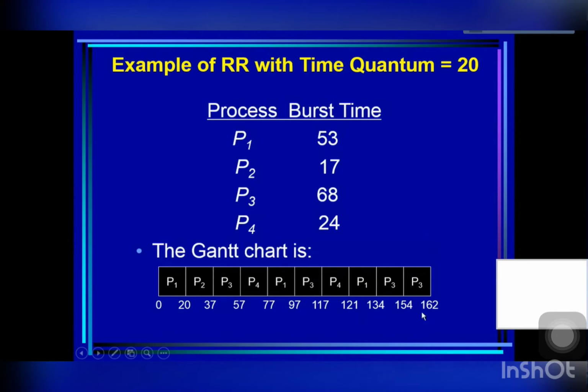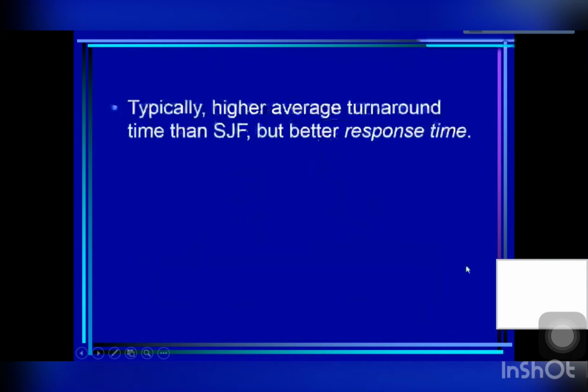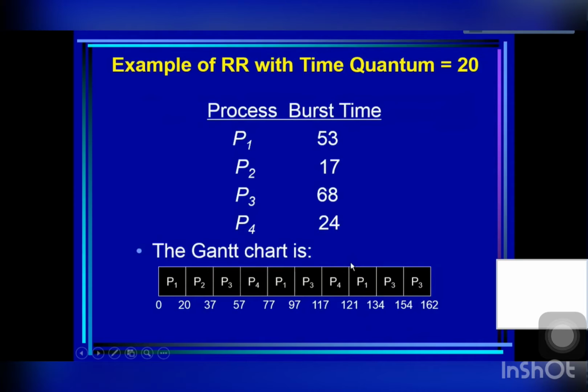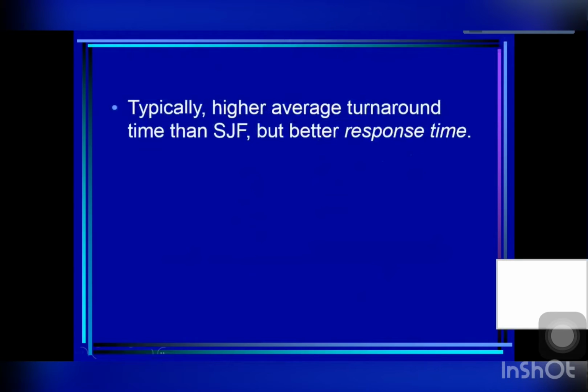From this Gantt chart, we can get the turnaround time for each process. You can see for P1 it is 134. For P2 it is 37. For P3 it is, oh sorry, 162. For P4 it is 121. We add these 4 turnaround times together and divide by 4, and we get the average turnaround time. The average waiting time is the turnaround time minus the burst time, and then we get the waiting time for each process. Okay. So typically, RR has a higher average turnaround time than SJF, but better response time.